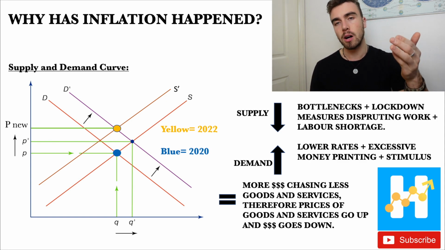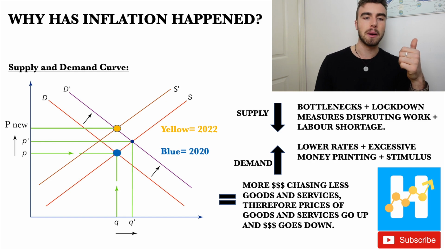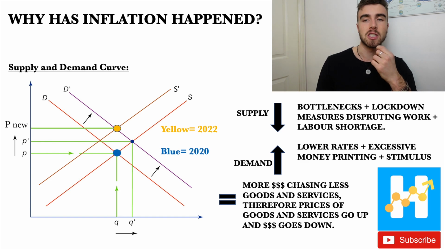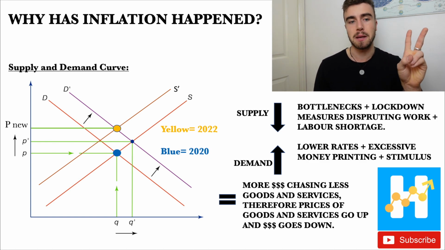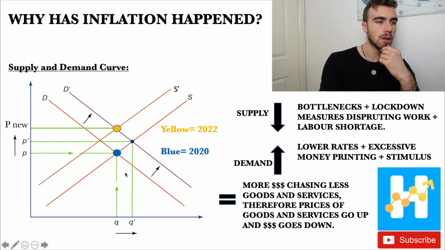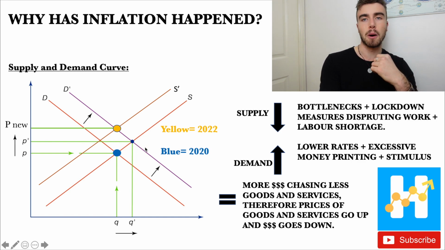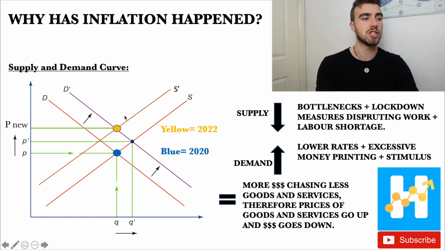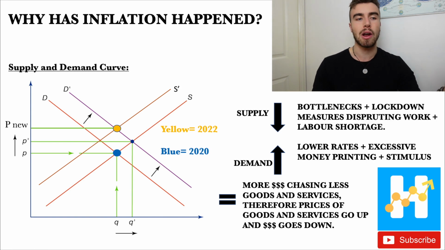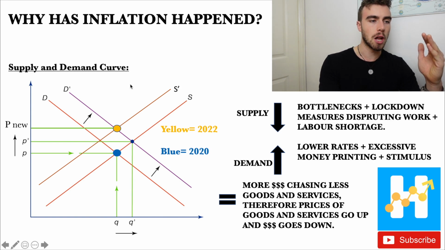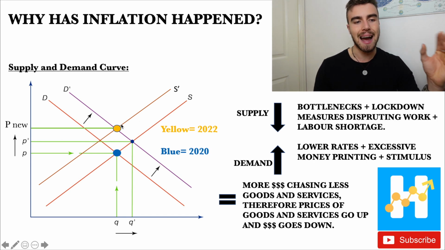On the demand side, obviously you've got lower rates going from 1.5% straight down to pretty much 0. And the base rate's been held at 0 for over 18 months. Excessive money printing, and also the stimulus. The money printing, the QE, and the stimulus were two different things, and we're going to go through both of them. So, long story short, you've got demand here, which has shifted upwards, and then you've got supply here, which has shifted back. So for a given quantity of goods, they're at a much higher price. That's what this diagram is depicting. Lower supply, higher demand, and thus higher prices at a given quantity.